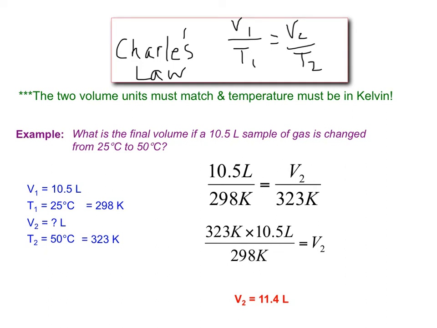So to solve this, we're going to take those variables and plug them into the V1 over T1 equals V2 over T2 equation. 10.5 over 298 is equal to V2 over 323. We are then going to cross multiply, and that's going to give us 323 times 10.5 over 298 times V. And then we're going to solve for V. The answer is going to be 11.4 liters. And once again, if I go back and look at any of the numbers in my problem, they are all 3 sig figs, and that's why my answer is going to go to 3 sig figs as well.